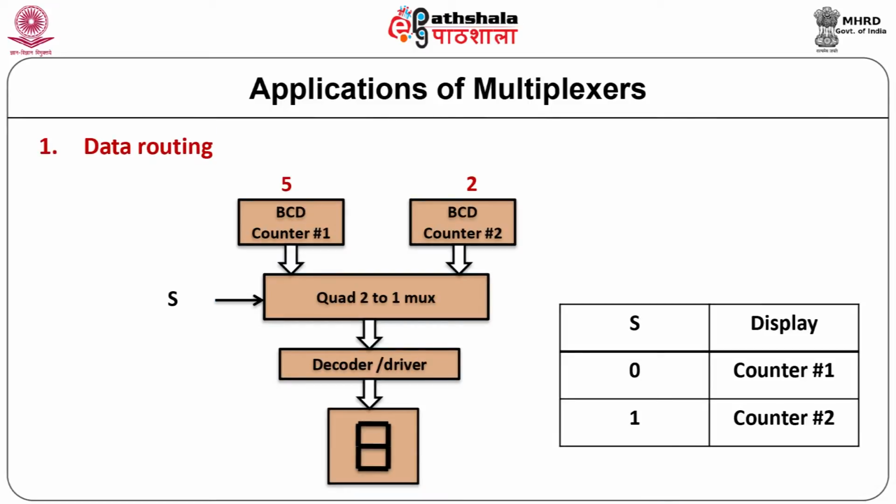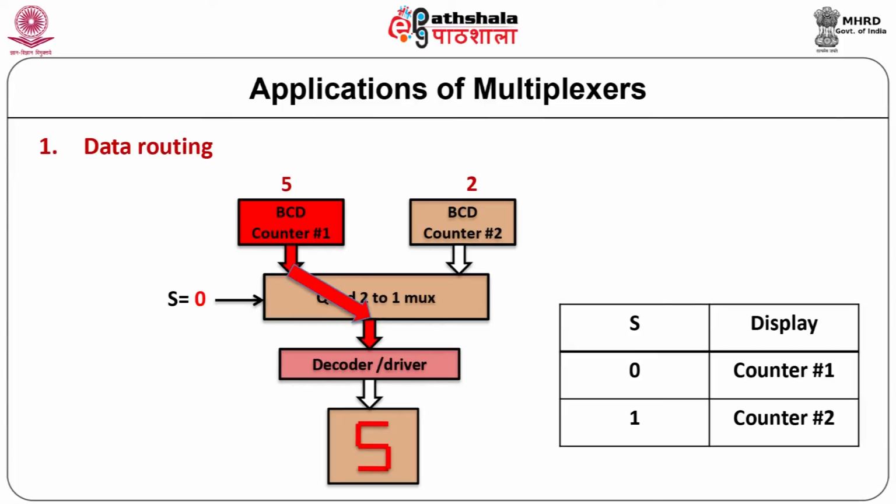Multiplexer can be used to route digital data under the control of data select lines. To display the content of one of the two BCD counters on a common 7 segment display is one of the important applications. When S is equal to 0, multiplexer should select first data source.